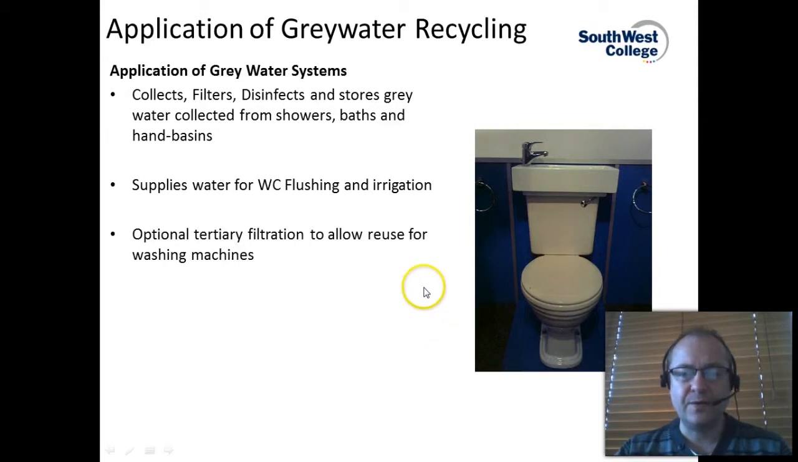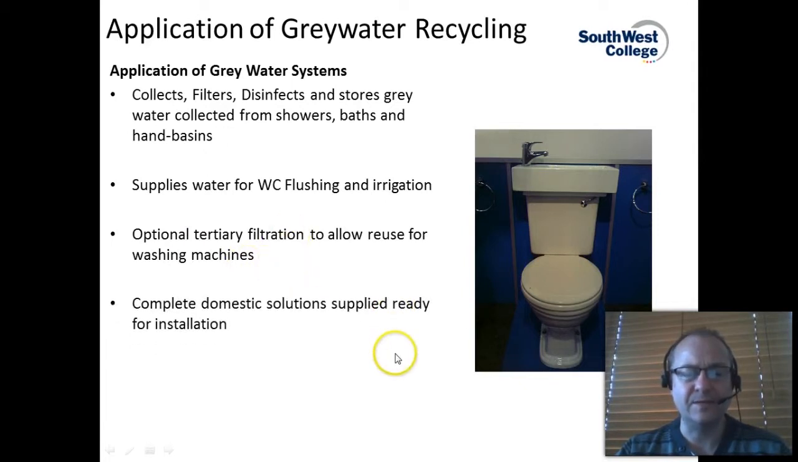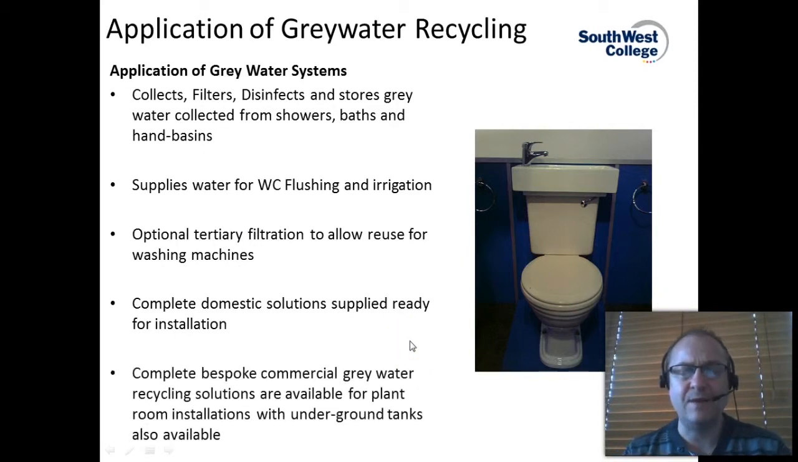You can also do a third, tertiary filtration that will purify the greywater even further, and greywater systems that do tertiary filtration can allow the water to be used for washing machines, so then you can get another application out of the greywater system. Complete domestic solutions are supplied ready for installation and can be used straight away and readily plumbed into the domestic setting if there is space available within the house.